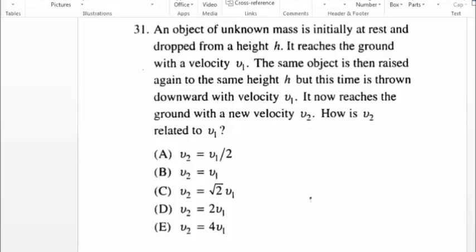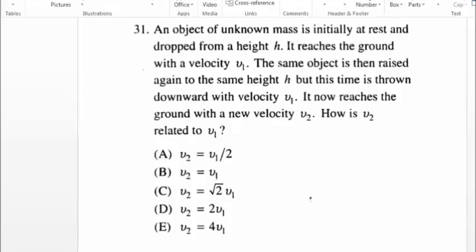So this object, which was at height h, had a potential energy mgh, then it gets a velocity v1. That means the mgh becomes half mv1 square. So that means v1 square is equal to 2gh. Okay. So now the second time the object is dropped with velocity downward with velocity v1.